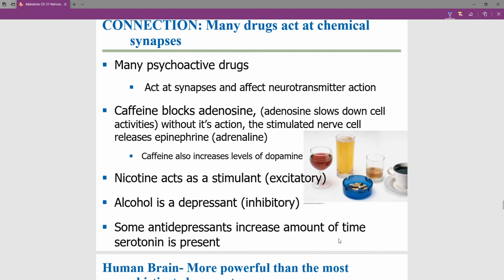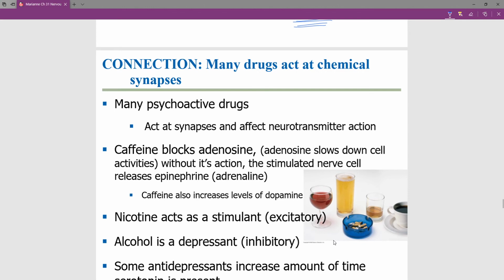I like connections that make some sense to me. I don't have connections to psychoactive drugs, but psychoactive drugs do work at synapses and affect neurotransmitter connection. I drink a lot of coffee, so caffeine blocks the neurotransmitter adenosine.